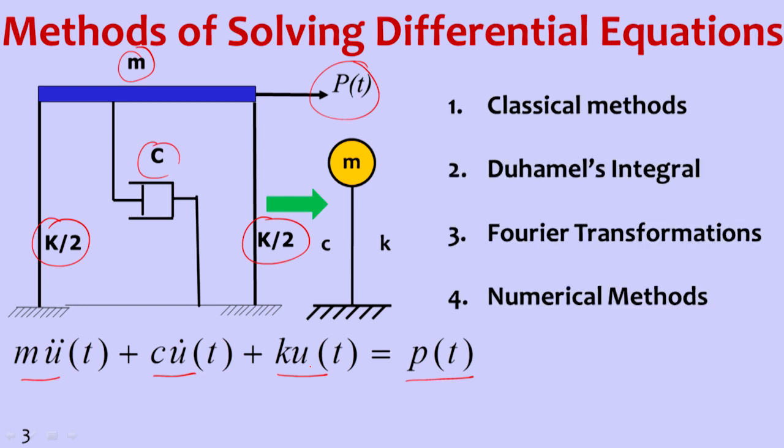Now, when P is acting on the body, we know how to solve this one. So, these are the methods. There are four methods for solving and finding the solution. The solution that we want is u of t. So, the first one is the classical method, the second one is Duhamel's integral method, we have discussed that, and the third one is the transform method. We have discussed Fourier transform, how we convert time domain into frequency domain.